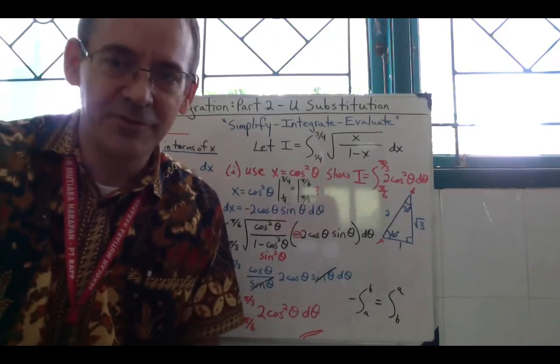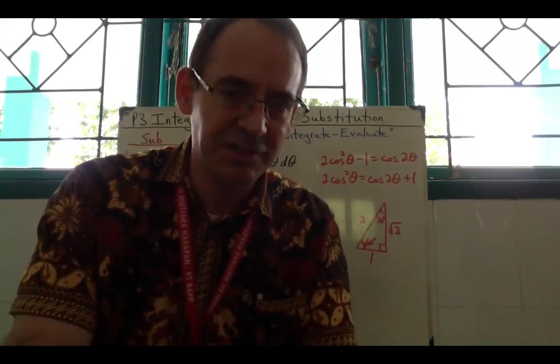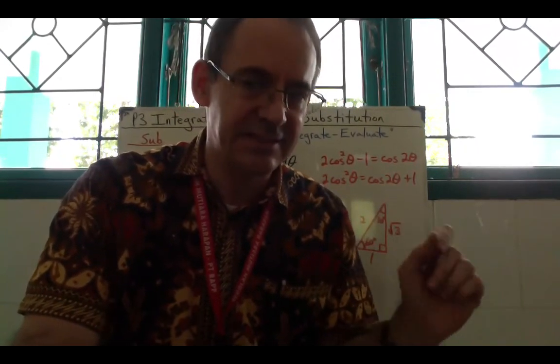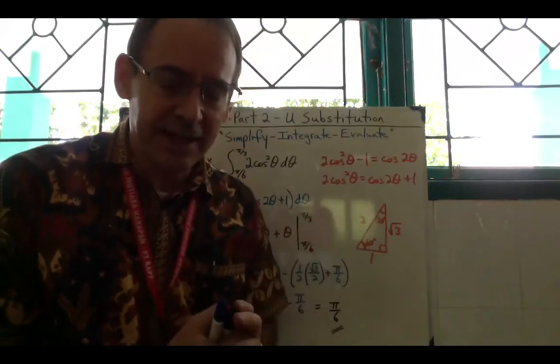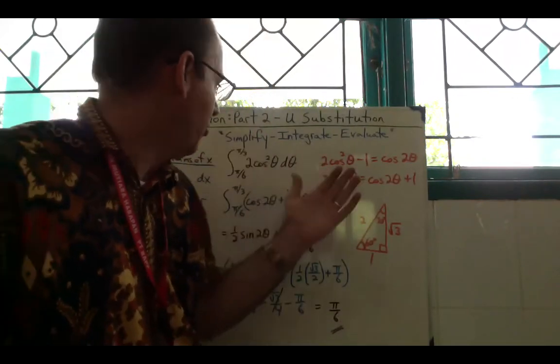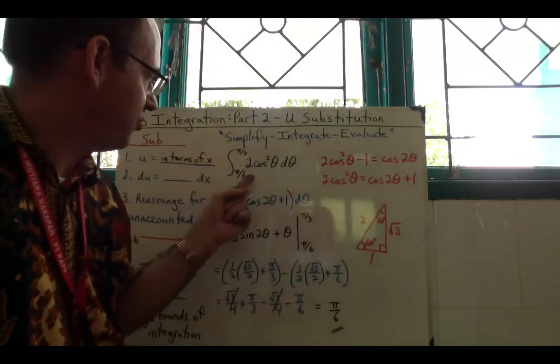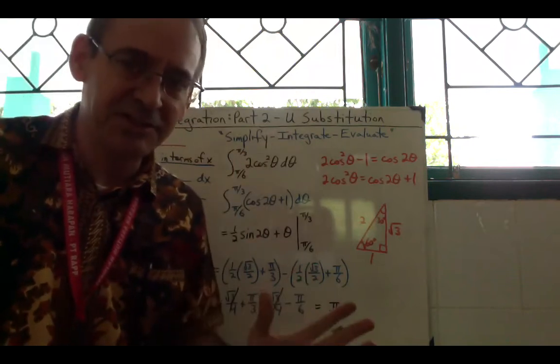Okay, now let me set up for the second part of the question. Okay, now the second part of the question says to find the exact value of I. So now we need to integrate it. So at this point, you might breathe a sigh of relief that we've shown that we got this 2 cosine theta d theta, and you think that you're ready to integrate.